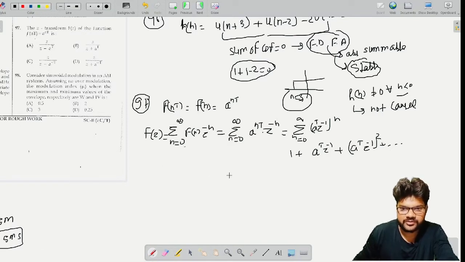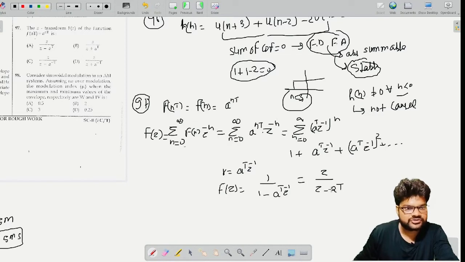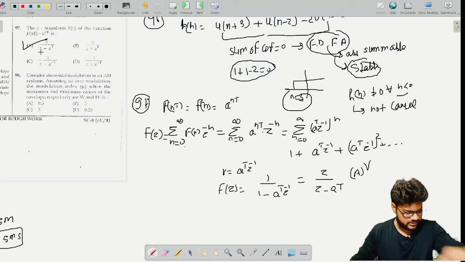So this is going to be a upon 1 minus r, and r is going to be a to the power t z inverse. Okay. So f of z is going to be 1 upon 1 minus a to the power t z inverse. If we multiply by z in numerator and denominator, we will get z upon z minus a to the power t. Then with this we will have correct option A. So option A will be correct for question number 97.